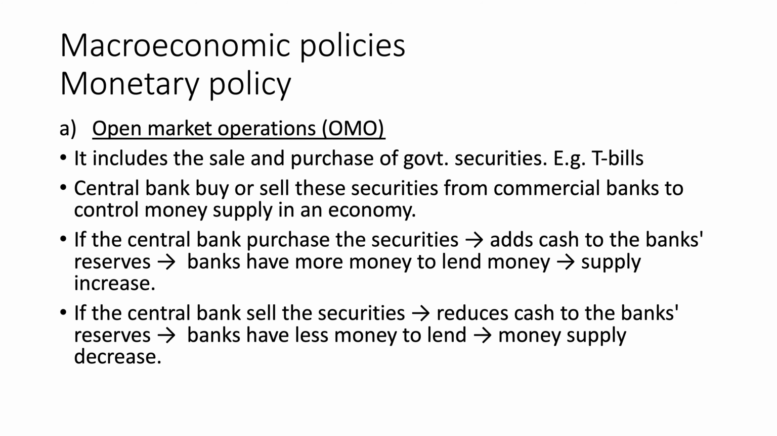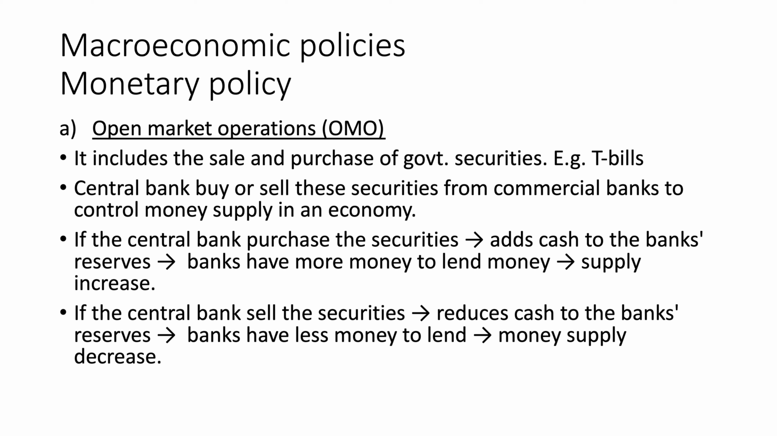Open market operations, or we call it OMO as well. It includes the sale and purchase of government securities, which could be T-bills. The central bank buys or sells these securities from the commercial banks to control the money supply in an economy. For example, if the central bank purchases the securities, it means that the securities will go to the central bank and cash will go to the commercial banks, which increases the cash reserves of the commercial banks. It means that banks have more money to lend and money supply is going to be increased.